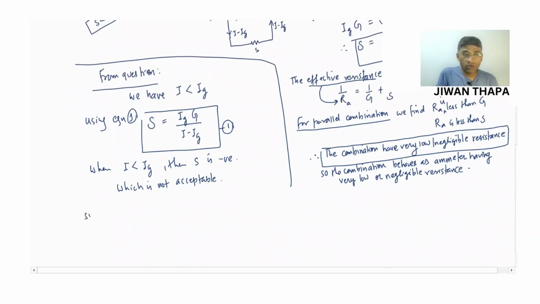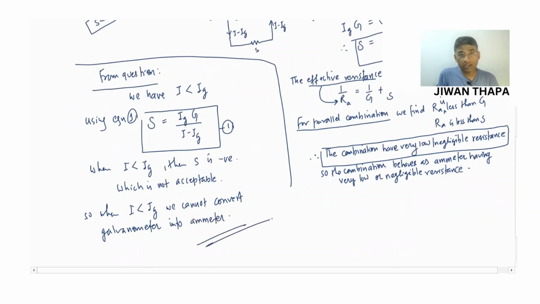So when I is less than Ig, we cannot convert galvanometer into ammeter. So we have this.